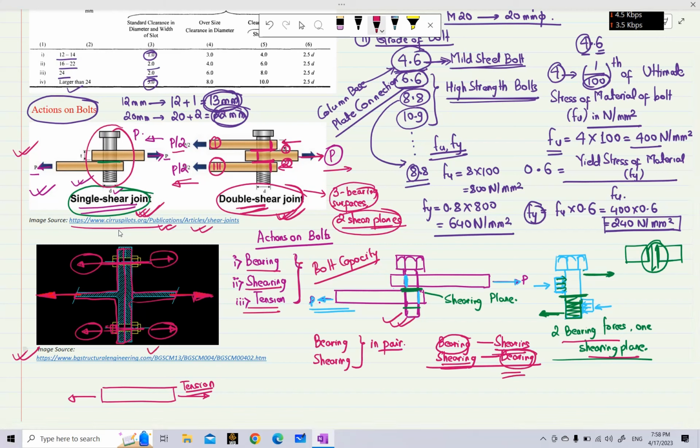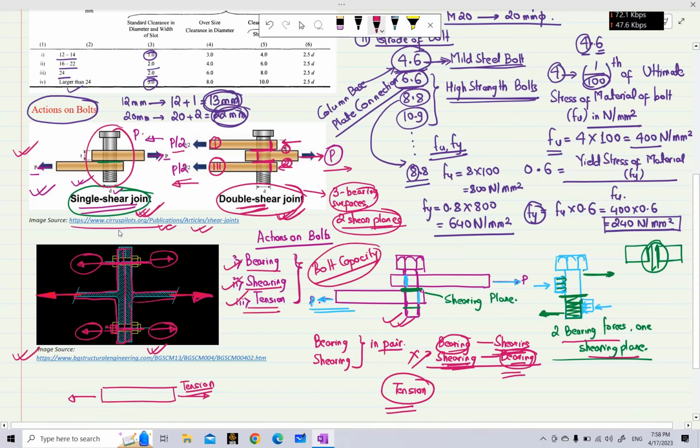However, if you look at this diagram here, you can see that the tension force can exist independently. Tension force is not associated with bearing or shearing, it can exist even independently, but where there is bearing there should be shearing, and where there is shearing there should be bearing forces. So the 3 primary actions on bolts are bearing, shearing and tension, and when we are calculating the bolt capacity, we have to consider all these 3 actions. Bearing and shearing always occur together, whereas tension is independent of bearing and shearing.